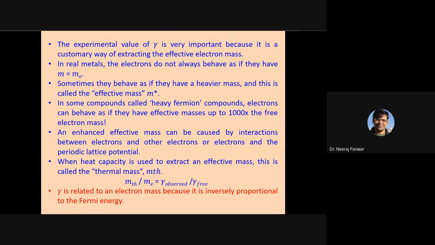Now we are going to discuss more about this Sommerfeld constant. The experimental value of gamma is very important because it is a customary way of extracting the electron effective mass from the experimentally observed value of gamma. In real metals, the electrons do not always behave as if they have m equal to m of e.